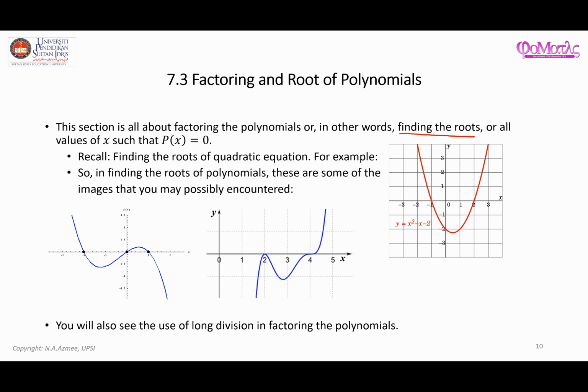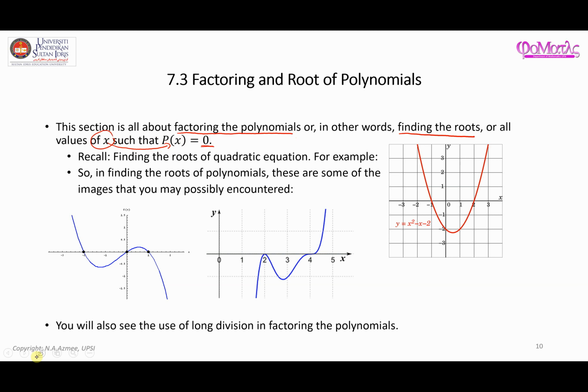In this video, you will be dealing with the problems of finding the roots, and in order to do that, you will have to factor the polynomials. Okay, so you will be looking at the process of factoring the polynomials and finding the values of x such that when you substitute this value into the polynomial function, the result will be 0.